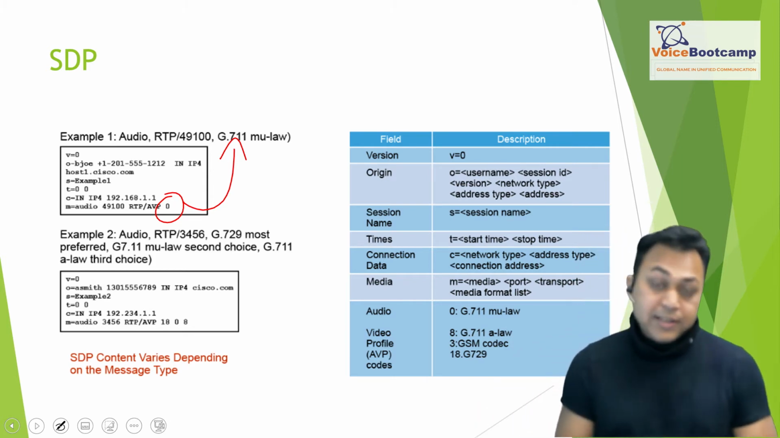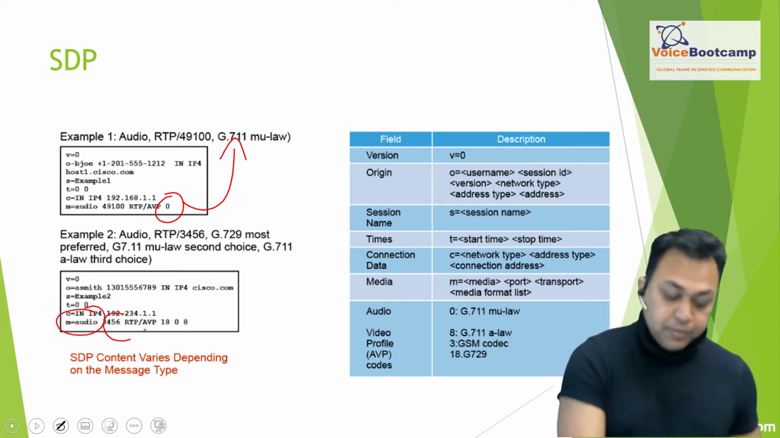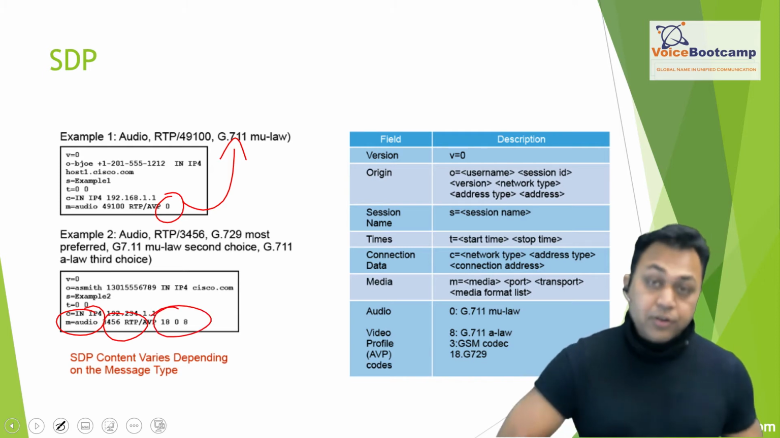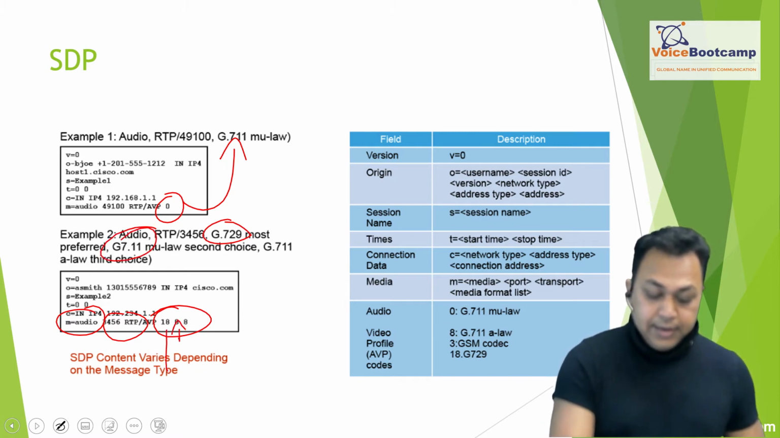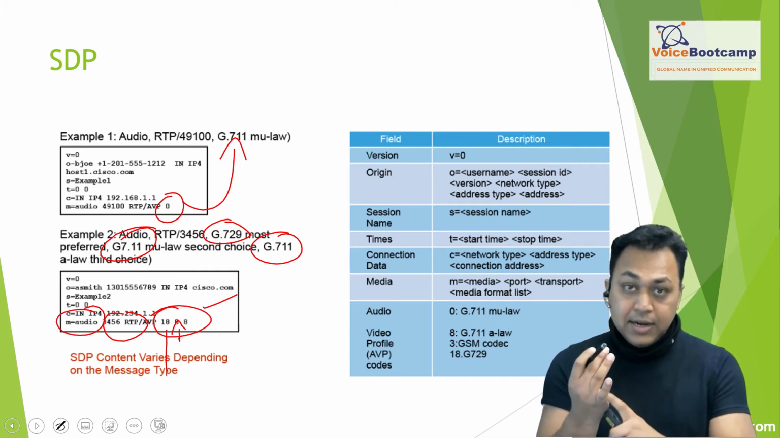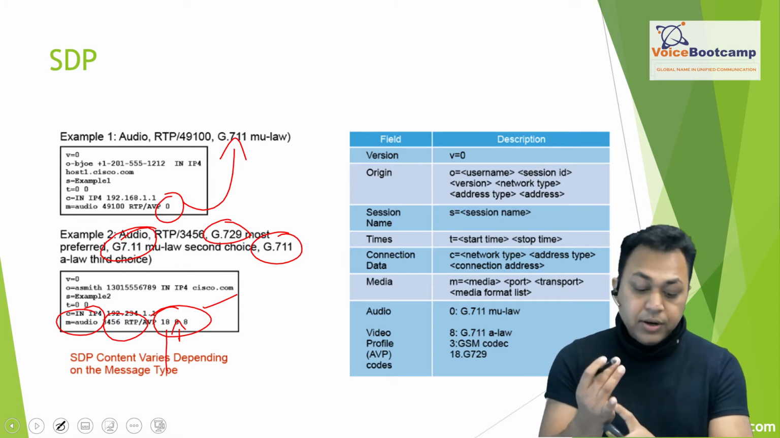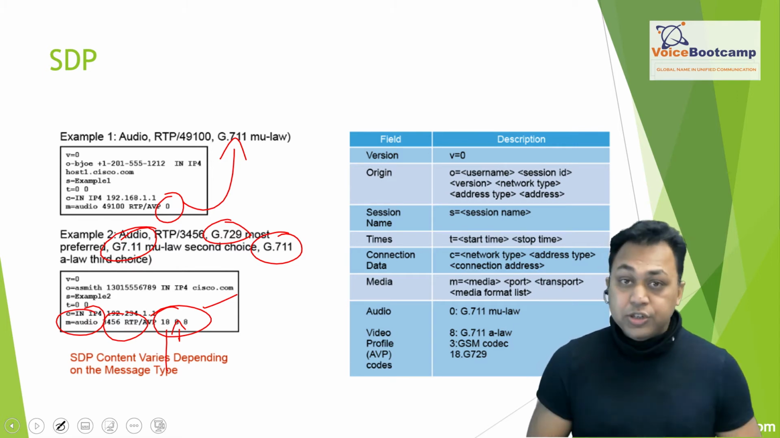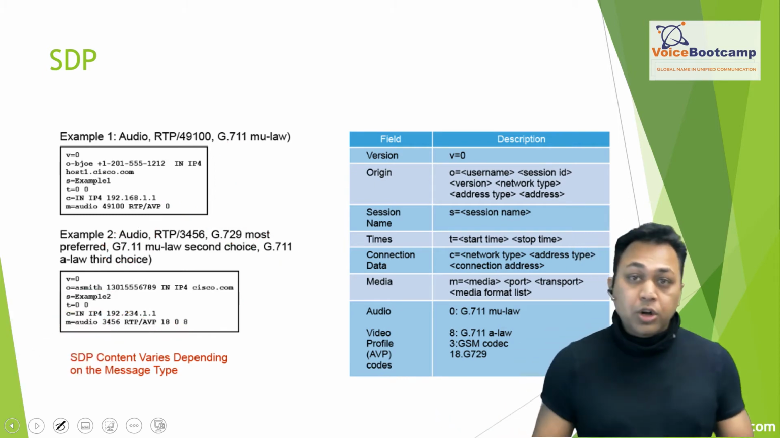Okay. If you take a look at example number 2, it's also an audio call. If it was a video, it'll show you video. It is using the port number, plus it has offered 3 different codecs: G.729, which is 18, G.711 mu law, which is 0 and is used in North America, and G.711 A law, which is the third choice, 8. So by looking at this number, you can automatically know what codec was offered.